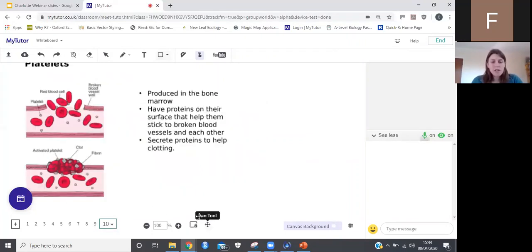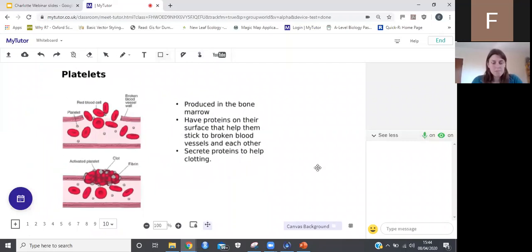And finally, we have platelets. Platelets tend to get a little bit forgotten about when we're talking about blood because we get so focused on our red blood cells and our white blood cells, which form a huge part of what our bodies do. But platelets are really important as well. They're produced in the bone marrow, and they have proteins on their surface that help them stick to broken blood vessels and to each other. They're very sticky, platelets. They also secrete proteins, and that all helps with blood clotting.